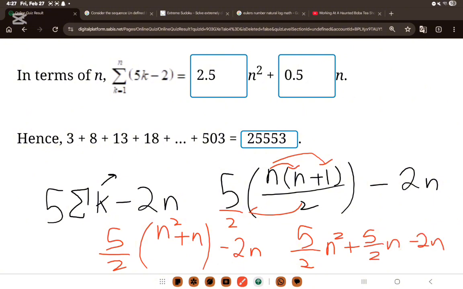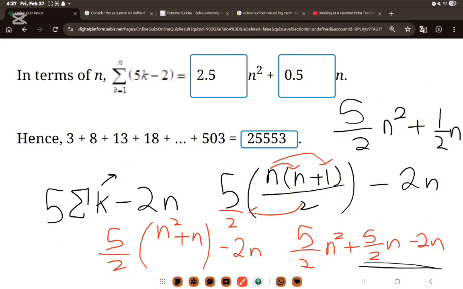Now on my calculator I'm going to do 5 over 2 minus 2, so I'm going to get 0.5. Because these are like terms, both of these are n, so it's going to be 5 over 2 n squared plus 1 over 2 n, which I got on my calculator. That's all you need to know. Just convert these to decimal and this is what you get.